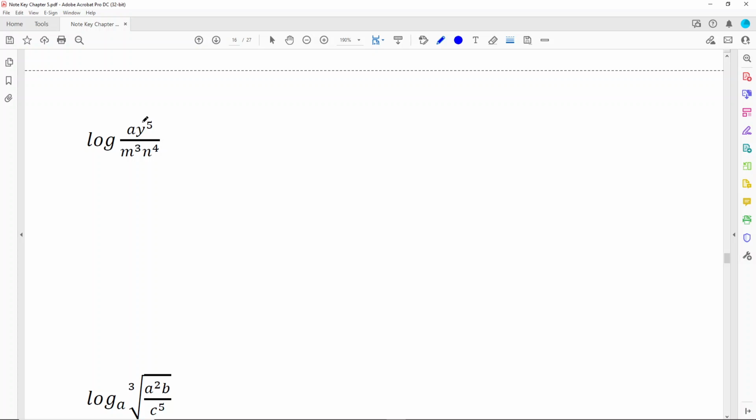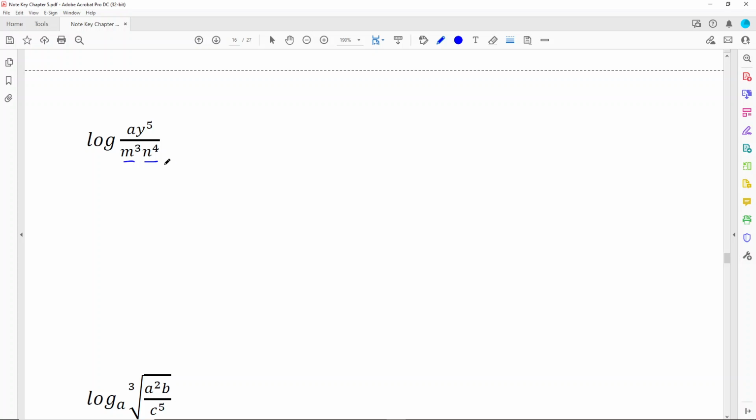So keeping this simple, let's do this one. We're looking at this one. Again, anything on the top is multiplying. Anything on the bottom is dividing. Now, here's where people get really confused. This is the log of a times y to the 5 divided by m to the 3 times n to the 4. Both of these variables in the denominator are dividing into the numerator.